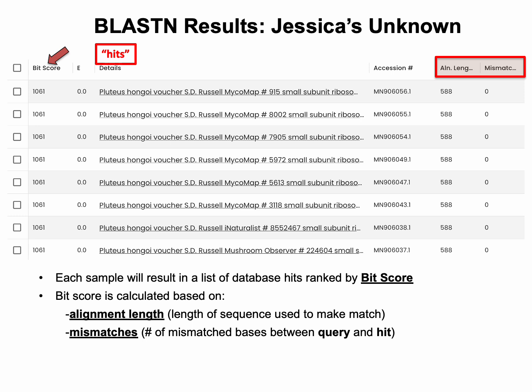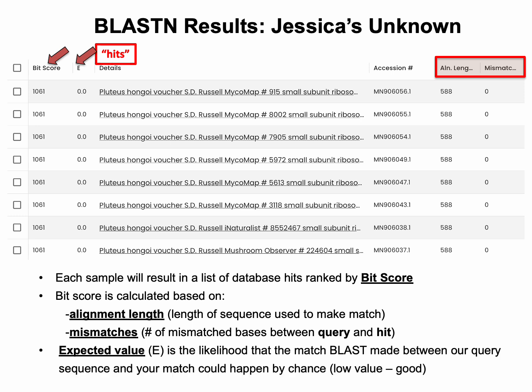Alignment length is just the length of the sequence used to make the match, and mismatches is just the number of mismatch bases between the query, or Jessica's DNA sequence or consensus sequence, and each of the hits. So for example, that first hit, Pluteus ongui, with the bit score of 1061, had 588 base pairs in its alignment, so 588 base pairs matched between that hit and Jessica's consensus sequence, and there were 0 mismatches.